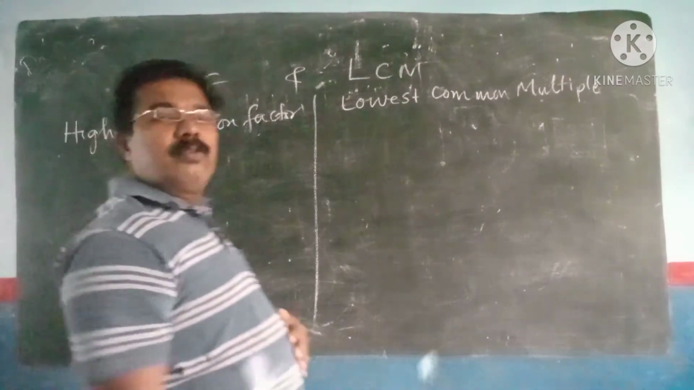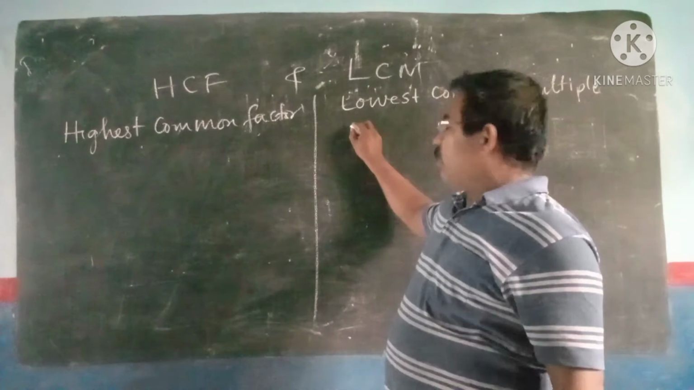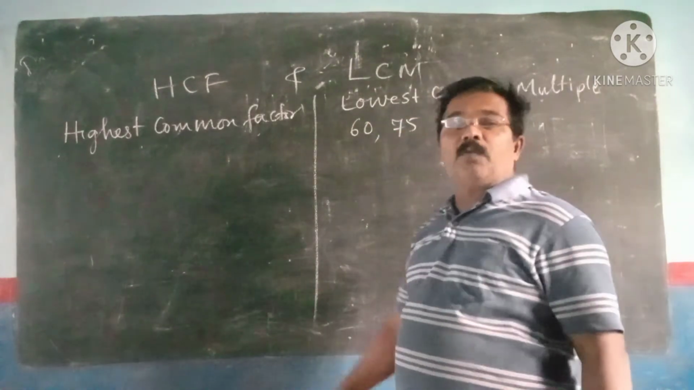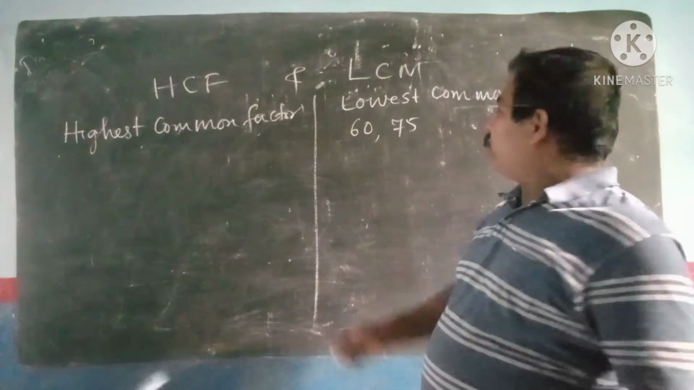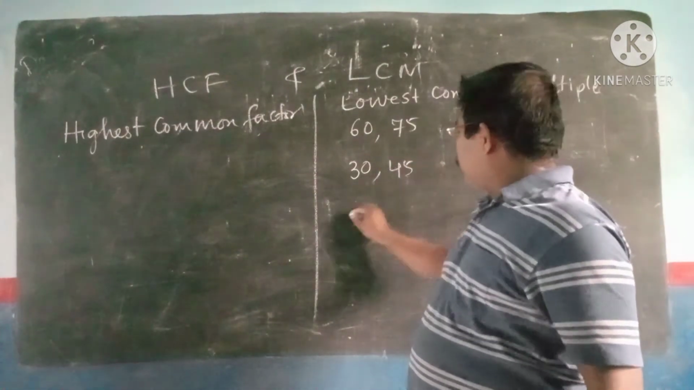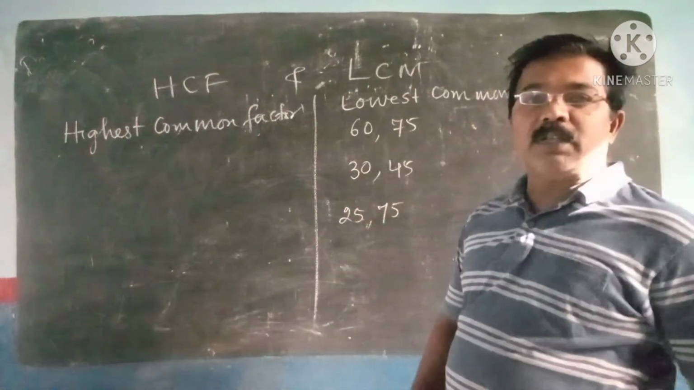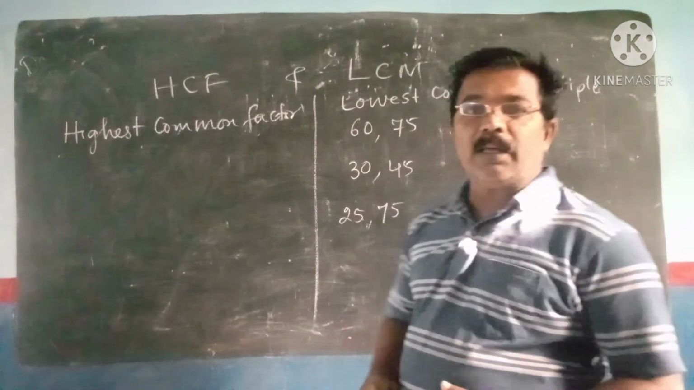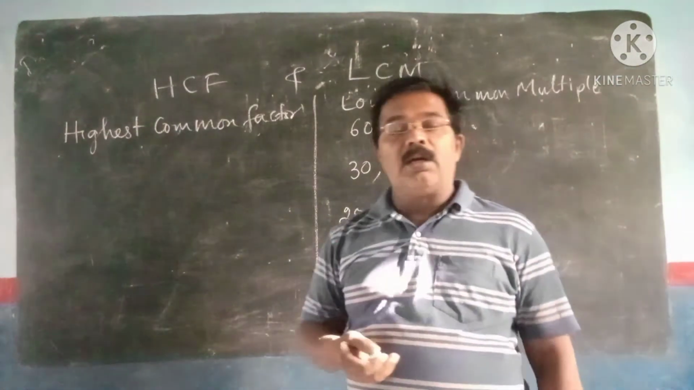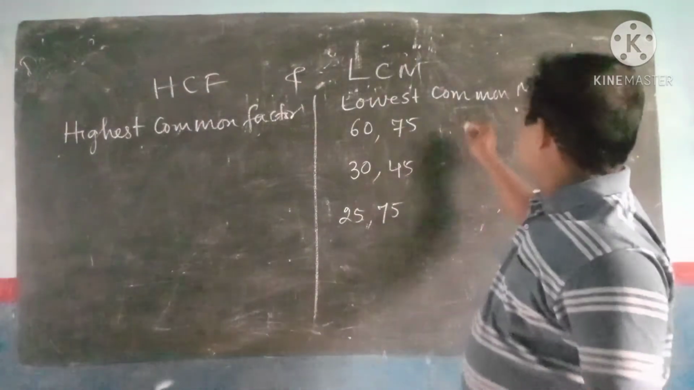Now let us find out how we can get the LCM of two numbers. For example, 60 and 75. How can we get the LCM of it? Another pair, 30 and 45, and 25 and 75. How can we find the LCM of these numbers? For this, we have to find the prime factors of these numbers.